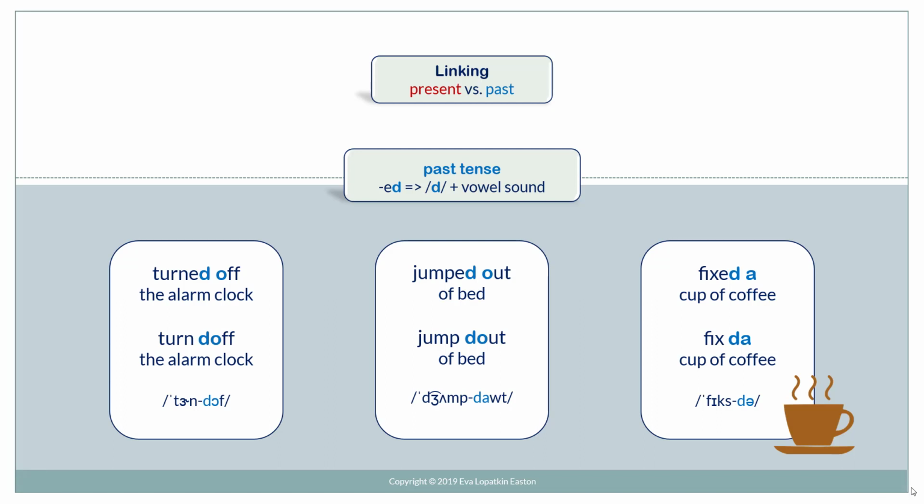Past tense ed is pronounced d plus vowel sound. Turned off the alarm clock. Turned off. Jumped out of bed. Jumped out. Fixed a cup of coffee. Fixed a.